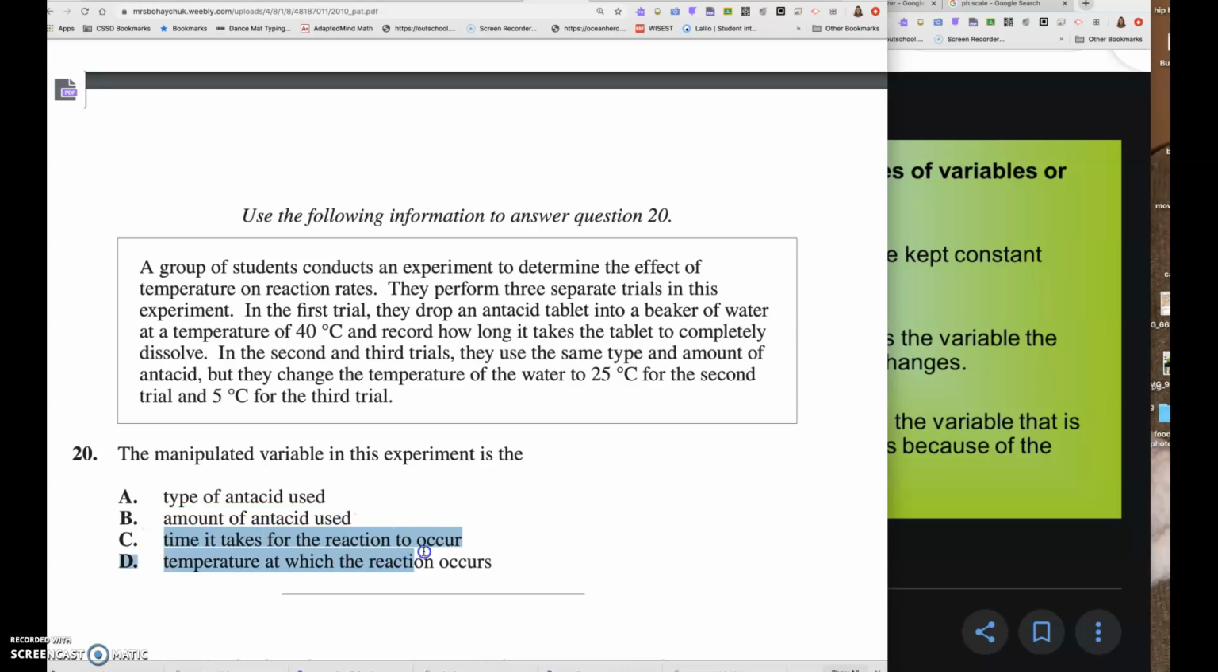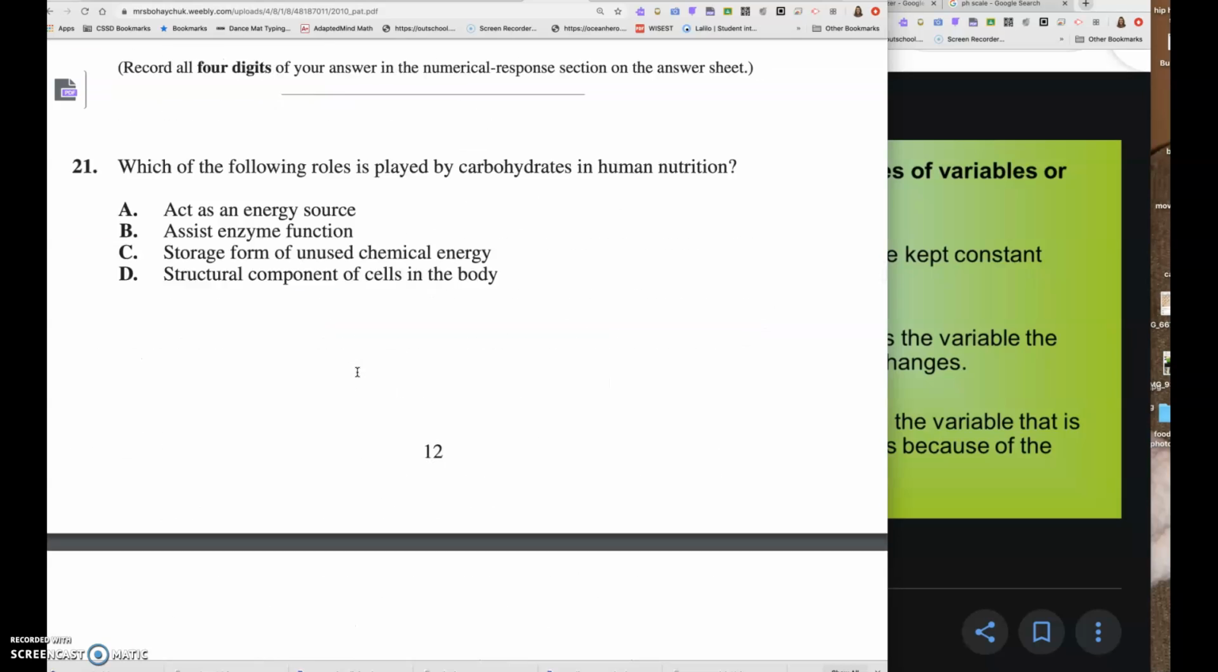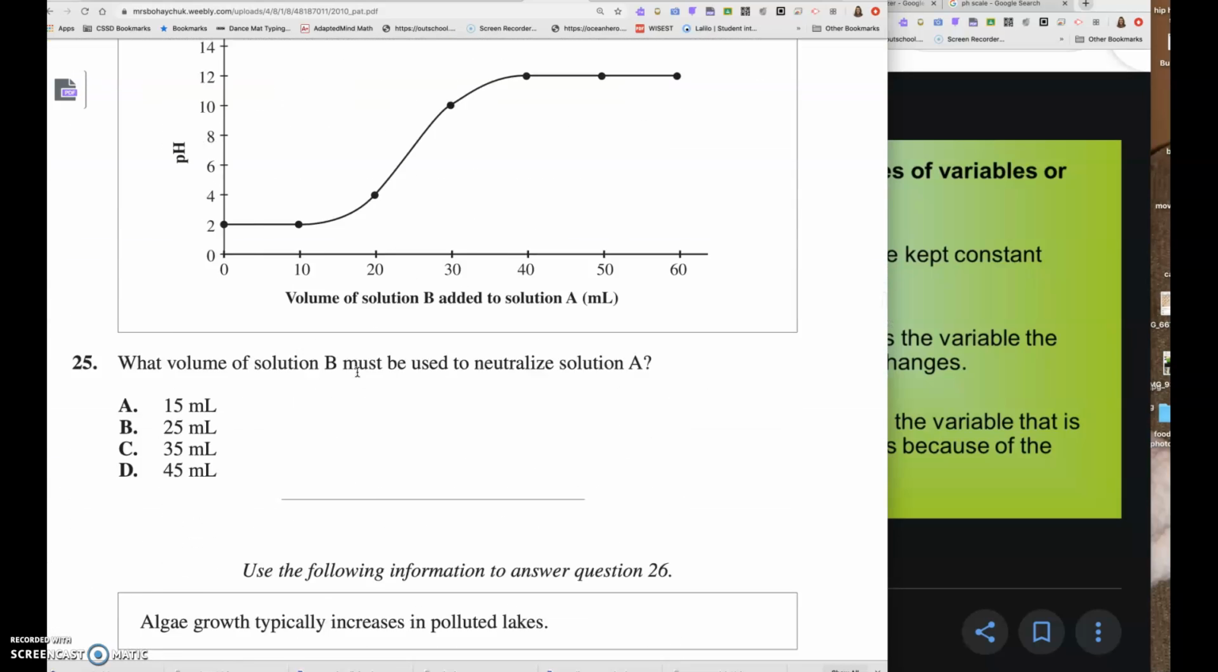The time it takes for the reaction to occur, that's your responding variable. That's what ends up happening because of the changes. So the temperature at which the reaction occurs is our manipulated variable. That's what they changed in each one. And just for thought purposes, chances are your antacid's going to dissolve faster in warmer water, right? Okay, let's skip ahead to 25.